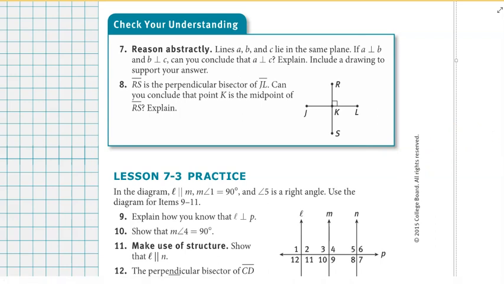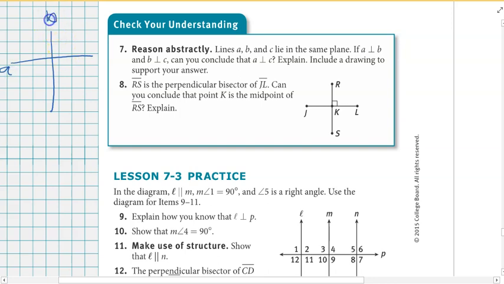All right, here it says lines A, B, and C lie in the same plane. If A is perpendicular to B and B is perpendicular to C, can you conclude that A is perpendicular to C? Explain, include a drawing. So let's go ahead and make a drawing. Here we have lines A, B, and C. A is perpendicular to B, so let's make A and B perpendicular. And B is perpendicular to C.